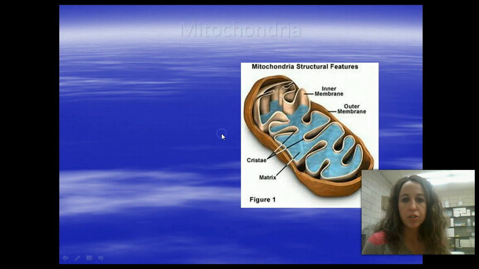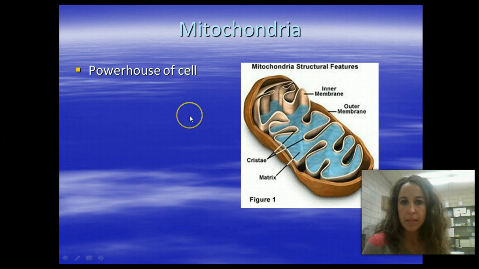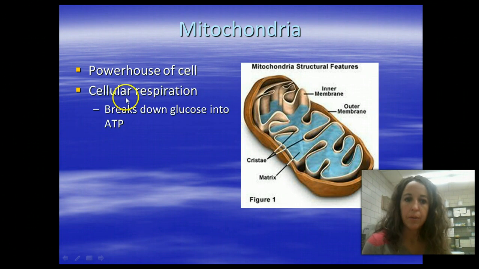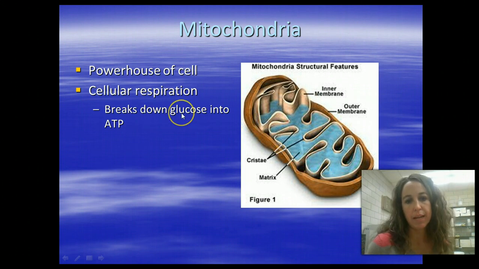Okay, the next structure is the mitochondria. So the mitochondria looks like this. It's the powerhouse of the cell. It's what gives you all of your energy. We go through what's called cellular respiration. We've talked about that a little bit before, not a whole lot, but you should at least know that it breaks down glucose into ATP.